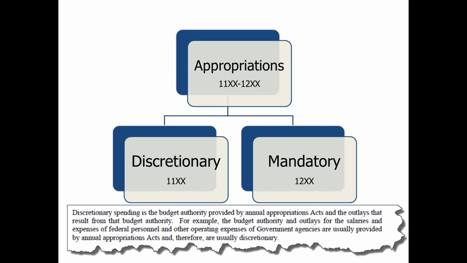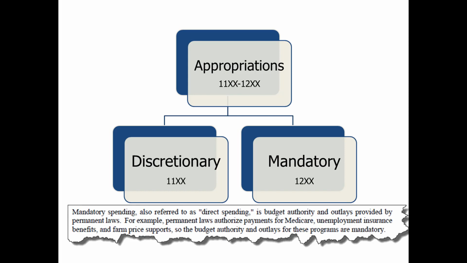Discretionary budget authority is typically that provided by annual appropriations acts. There are exceptions, of course. HHS does receive some mandatory appropriations in annual appropriations acts, but these are the exception rather than the rule. With discretionary programs, Congress has discretion whether they will fund them or not. In contrast, mandatory spending, also referred to as direct spending, is budget authority and outlays typically provided by permanent laws.